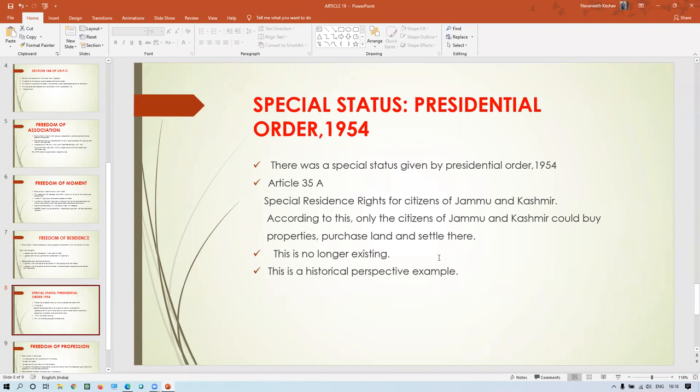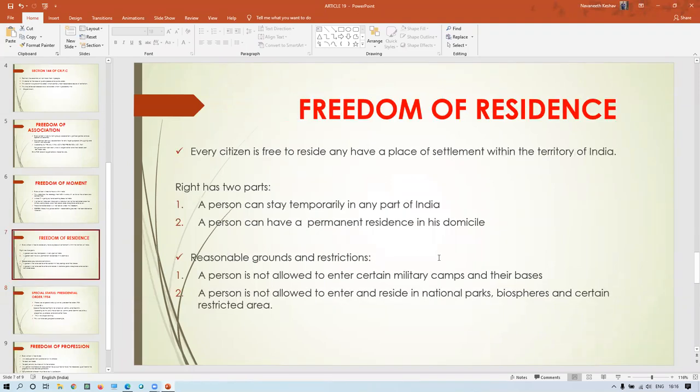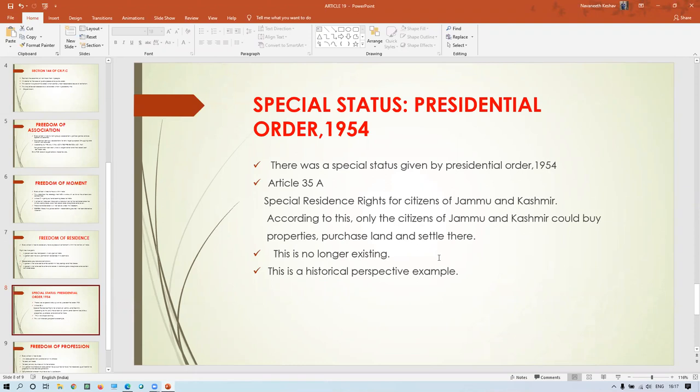So there was once a special resident right given to the citizens of Jammu Kashmir, which read that only the citizens of Jammu Kashmir could buy properties and purchase land and sell them and settle there. The rest of the people of India, who were considered citizens of India, could not go to Jammu Kashmir just to buy property or purchase land. That could not happen. But this was recently removed, so this is not practiced anymore. But this is also an example of freedom of residence. So I wanted to discuss this case. So let me repeat it again.